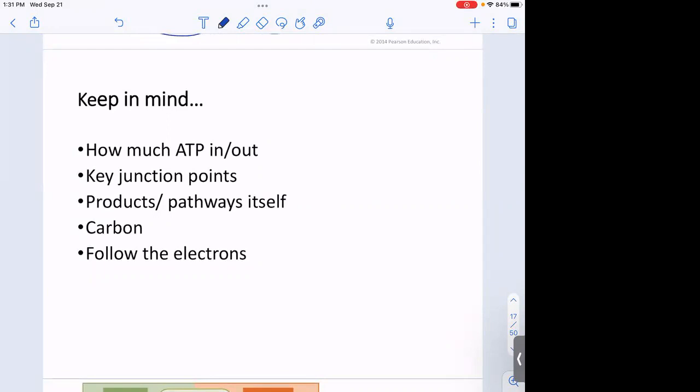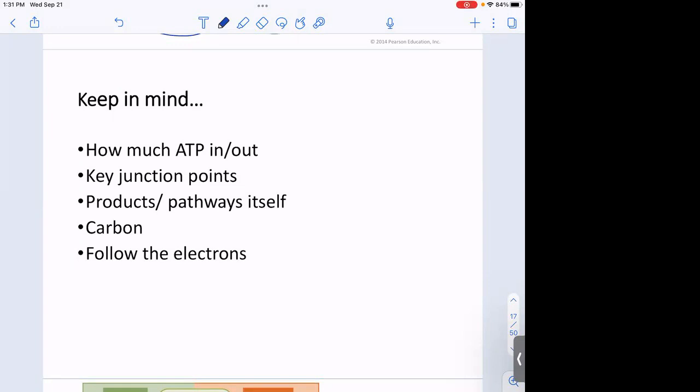We're also going to look a little bit at some key juncture points. So again, we're not memorizing pathways, but we are going to take note of, okay, now the cell can either go this way or it can go this way. It depends on this or that. We're going to look at what's actually produced, and when a cell might use one pathway and when it might use another pathway.